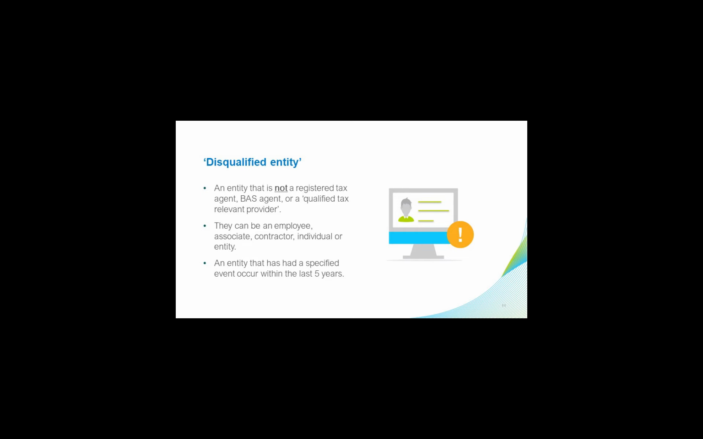The second limb, I guess I'll call it, of the disqualified entity definition is that you must have an entity. So as we mentioned before, this includes employees, associates, contractors, other entities, as well as those that are sharing in revenue of your practice. Now, the third element that has to be considered to determine if someone is a disqualified entity is that the entity must have an event, a certain event that's occurred in the last 5 years. And we might go through those events now in a bit more detail.